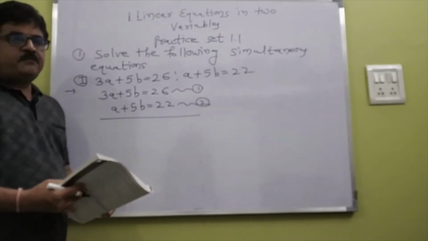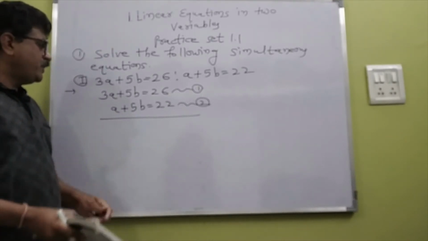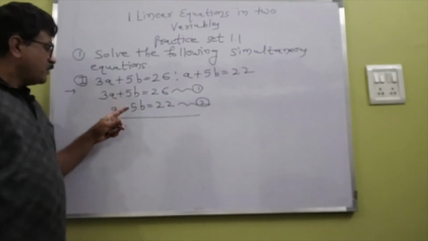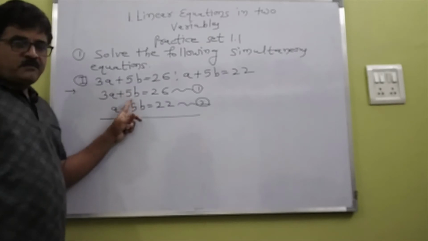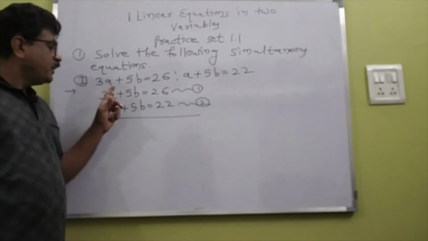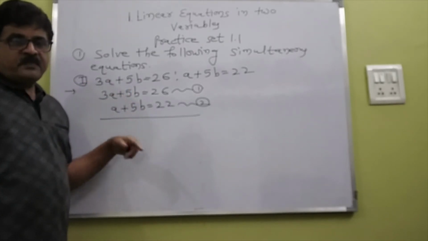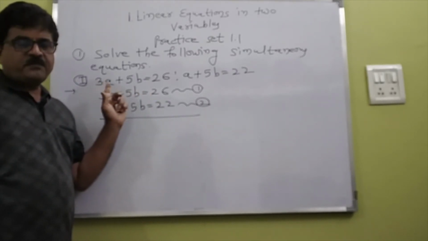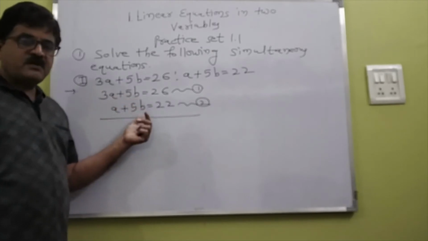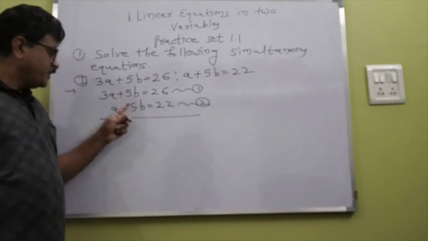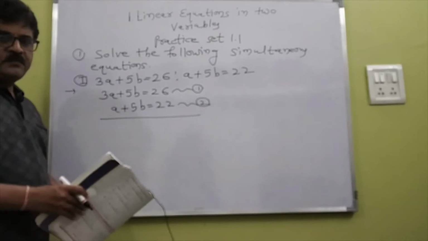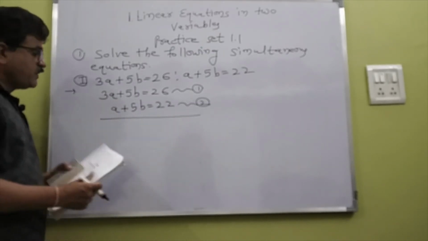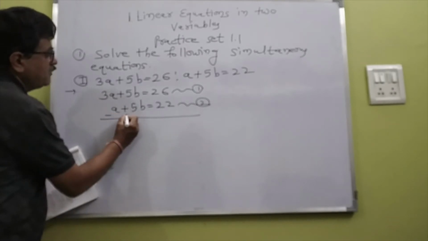Now second step, let us see whether their coefficients are equal or not. The coefficients of b are equal, both are plus 5. If the coefficients are equal and their signs are equal, then take subtraction. If their signs are different, then take addition. Here the signs are both plus. Both signs are equal, therefore take subtraction. Minus.